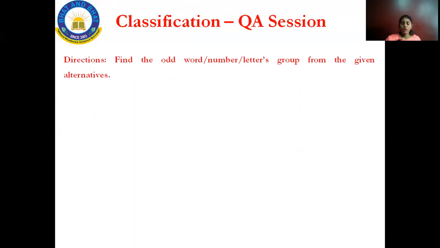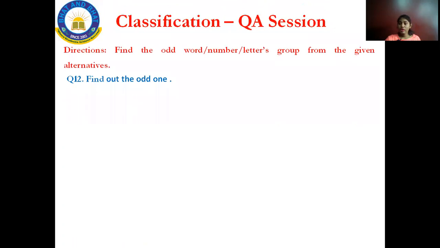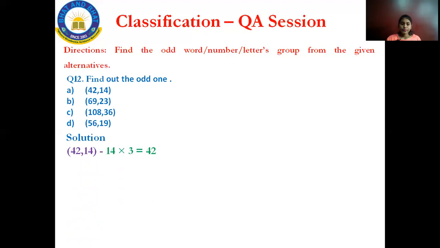Okay, then we'll move on to the 12th question. Find out the odd one. Your options are, see, they have given pairs of numbers. Option A, 42 and 14. Option B, 69 and 23. Option C, 108 and 36. And option D, 56 and 19. I'll teach how to solve this. Solution: go with option A, 14, 42. This is the first pair.